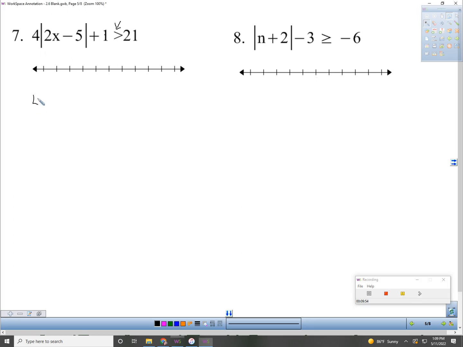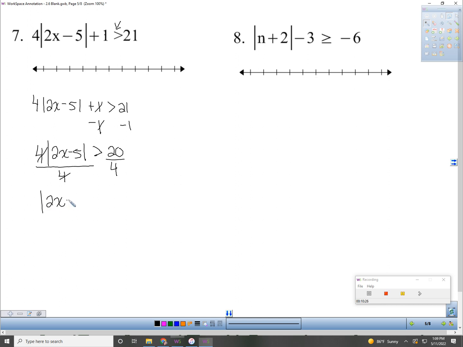All right, so I'm going to pull this down here so I can work with it. So we just want to get the absolute value part by itself. I notice that I'm multiplying by 4 and I'm adding 1, so I will do reverse order of operations and subtract the 1 first. So now I'm left with 4 times the absolute value of 2x minus 5 is greater than 20, and then I will divide by the 4. So I have the absolute value of 2x minus 5 is greater than 5.